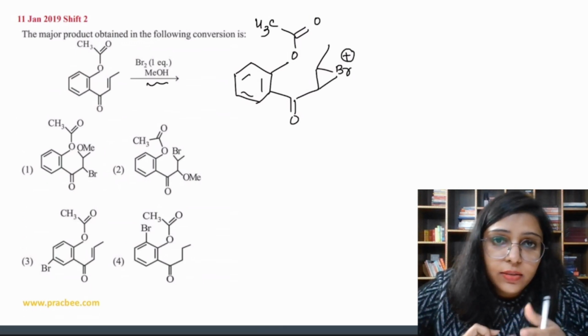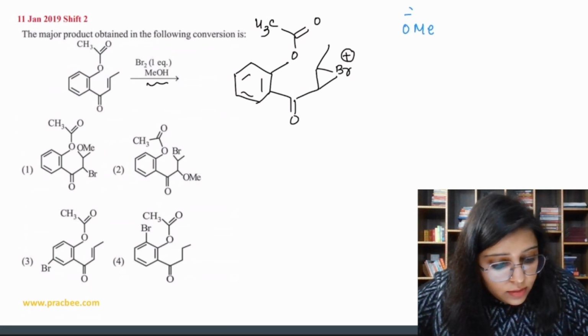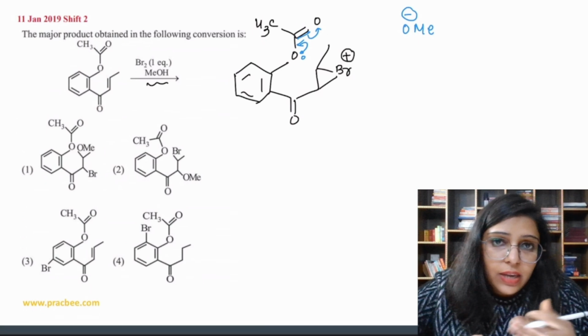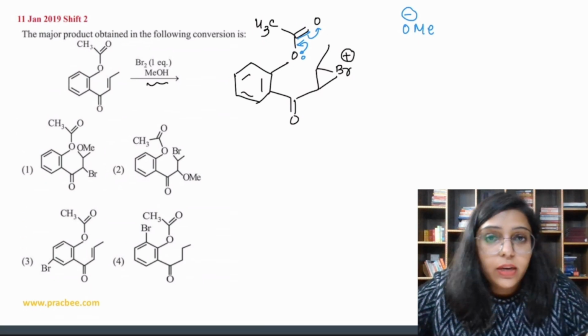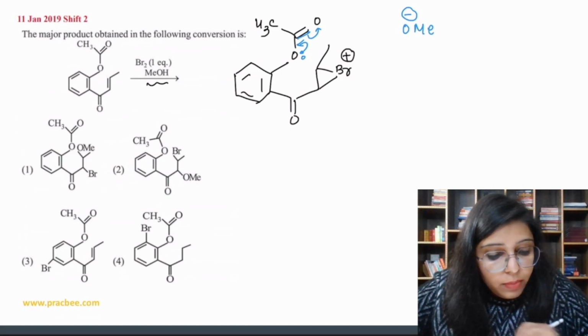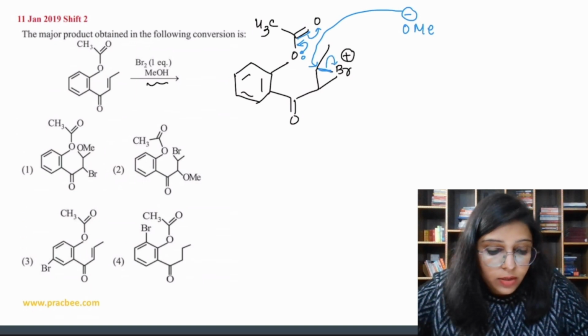Intramolecular attack is not going to happen. So here we have OMe minus. Why can intramolecular attack not happen? Because we have the lone pair of oxygen, but that is involved in delocalization, right? So that's why it's not solely available for attack. So that's why we do not have intramolecular attack. So here OMe minus attacks on this carbon and the electron of this bond shifts to Br.